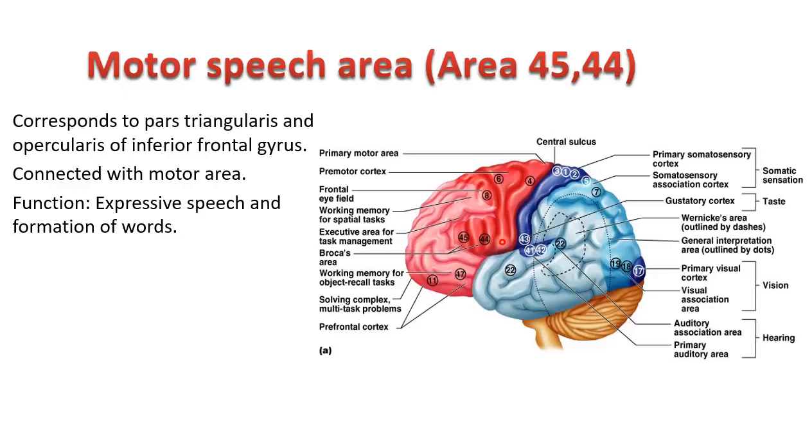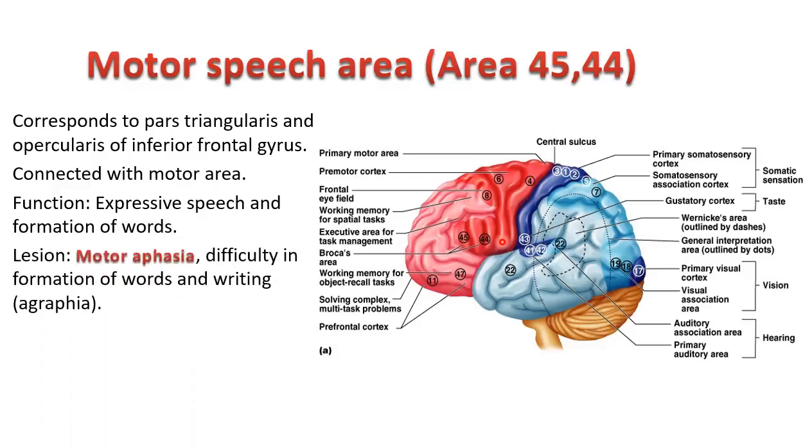There is no paralysis of the musculature involved, no tongue muscles or pharynx muscles will be paralyzed, because the primary motor area is intact, but he is not able to express his thoughts as speech or writing. There won't be any meaningful word formation. So it is called agraphia. Formation of words, especially in writing, he is not able to do. It is called agraphia.